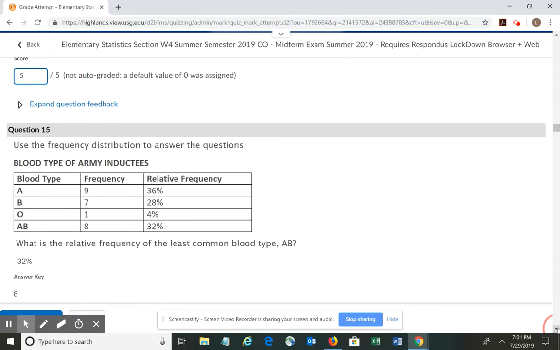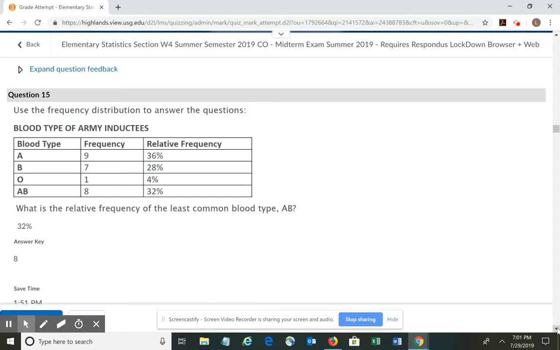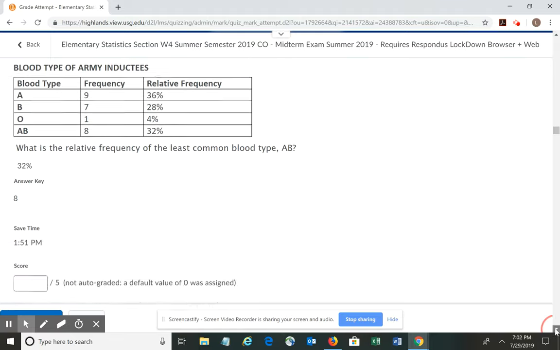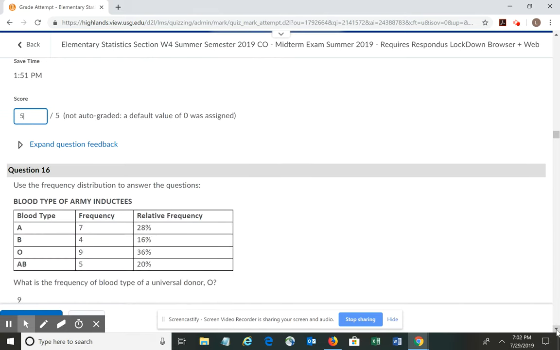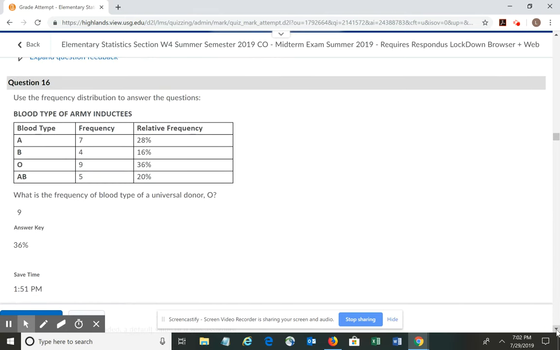Then I move on to question 15. What is the relative frequency of the least common blood type? This one gets a little tricky because it specifies blood type AB, which is not really the least common, but she answered it according to the question, which was 32%. It asks for the relative frequency, which she gave you, even though the answer key gives the frequency. There were some issues with the answer key. Okay, just be cautious, pay attention. Okay, so she got it right. We award her the 5 points.